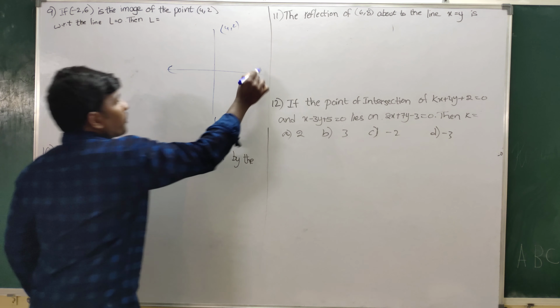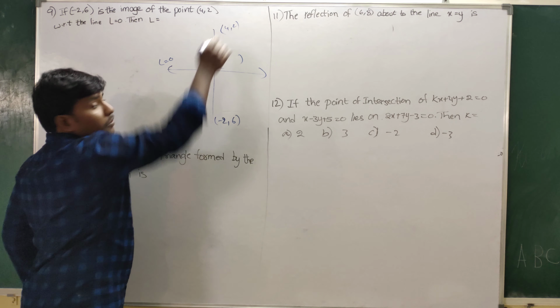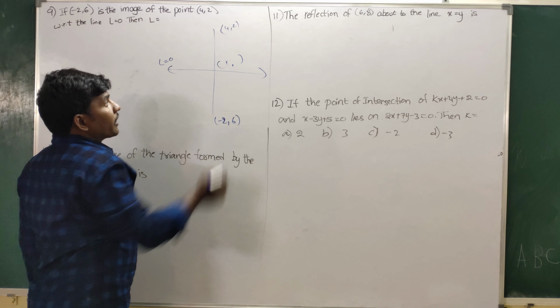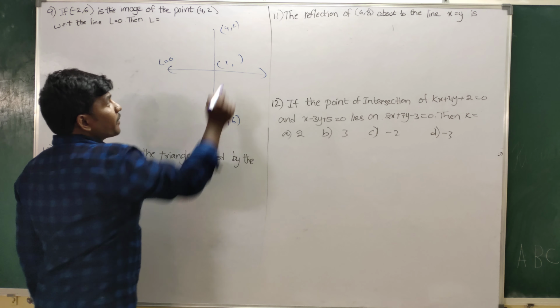First of all, the midpoint of 4 comma 2 and minus 2 comma 6 is (4 minus 2) by 2, 2 by 2 that is equal to 1, (2 plus 6) by 2, 8 by 2 that is equal to 4. Point value 1 comma 4.